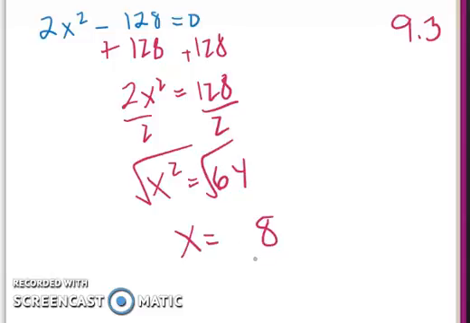But we can't forget, when we get x equals 8, remember it's plus or minus 8. If I were to graph that, x would hit plus or minus 8. Okay? Alright, that was 9.3.